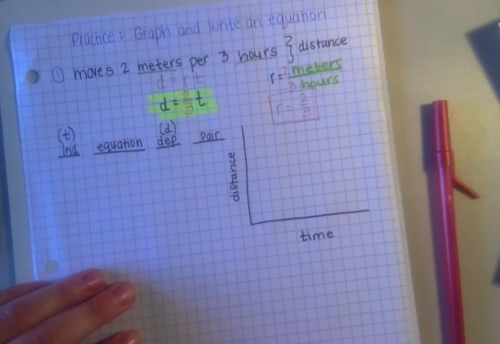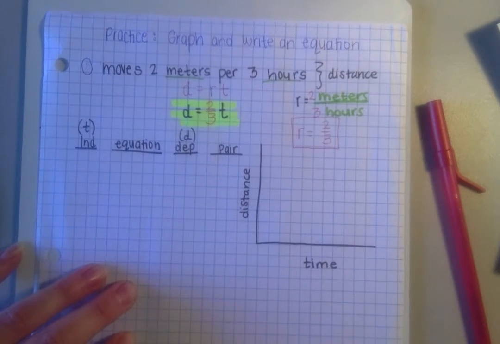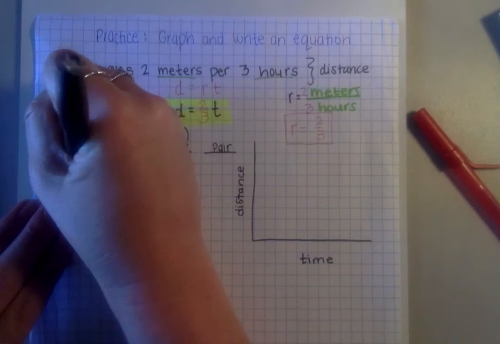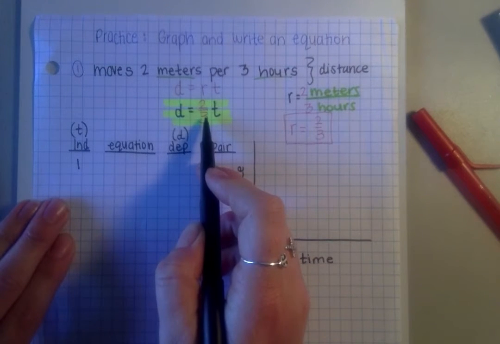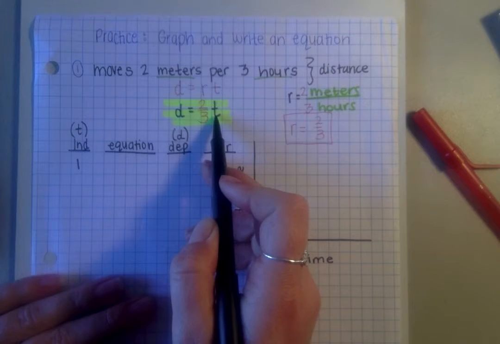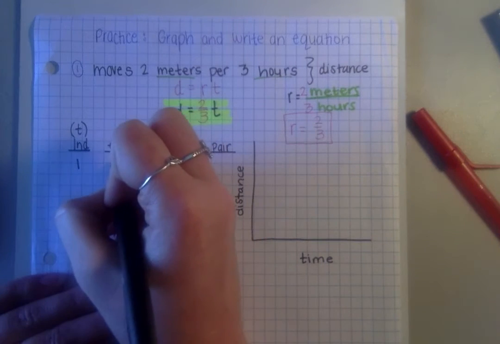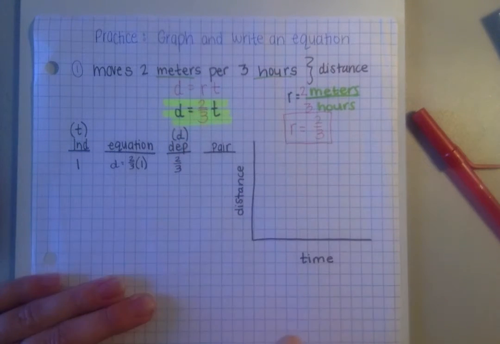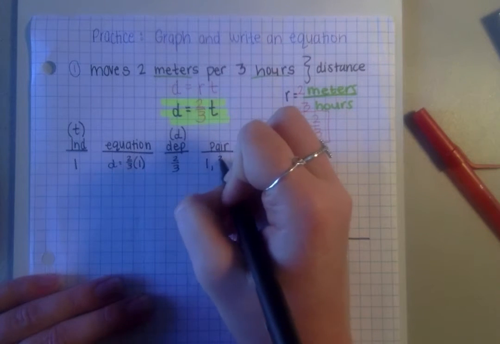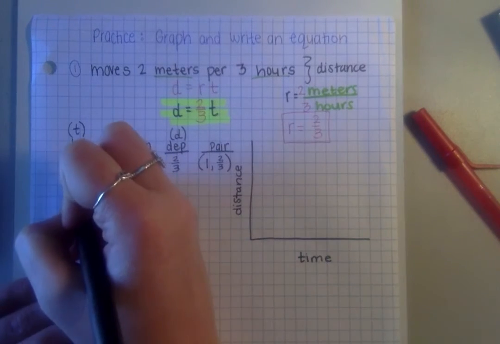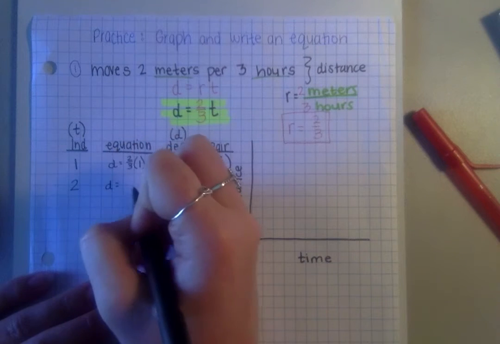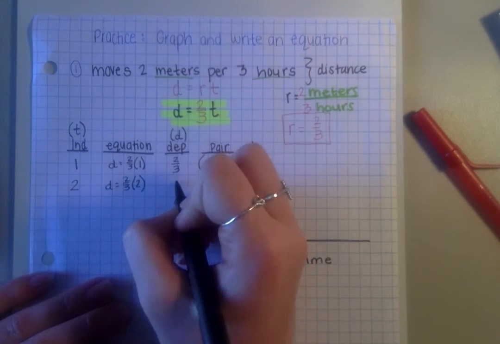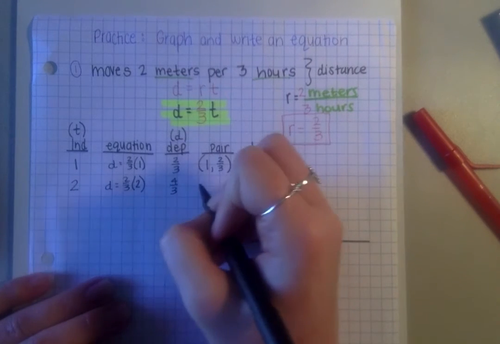So let's plug in 1. 1 is always an easy number to plug in for your independent variable. If I plug in 1 for time, that means my distance is 2/3 of a meter, because distance equals 2/3 times my time of 1. So my distance equals 2/3 of a meter. So my pair would be, if I go 1 hour, I only moved 2/3 of a meter. Well, let's try 2 hours. Then my distance will equal 2/3 times 2. I know 2 times 2 is 4, so 4 divided by 3, 4 over 3. I'm just going to leave that as 4 over 3, or you can say 1 1/3.